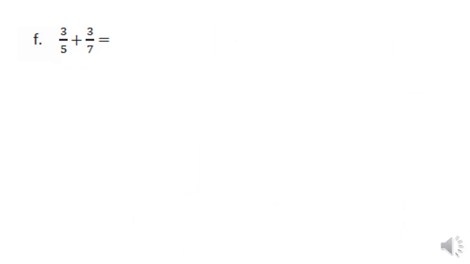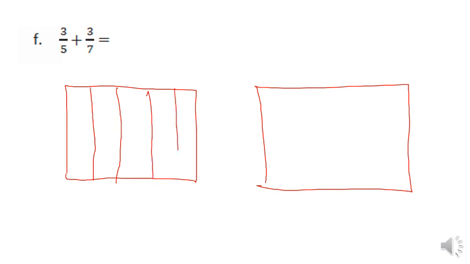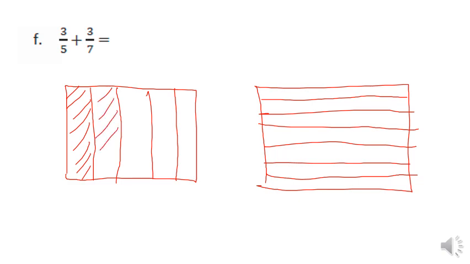Our last one, 3/5 against 3/7, and I'm going to have to draw this one pretty big because it's 7ths. So we're going into fifths. There's 1, 2, 3, 4, 5, and 7ths: 1, 2, 3, 4, 5, 6, and 7. Now it's 3/5, so I'm going to color in 3 out of the 5 here. And over here I've got 3/7, so I'm going to color in 3 out of the 7.